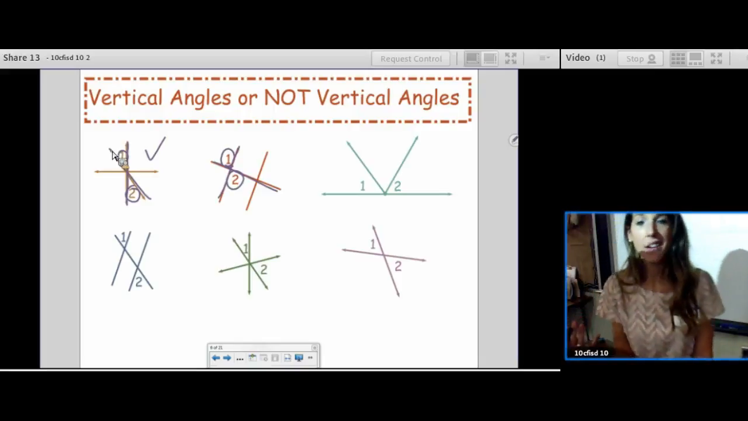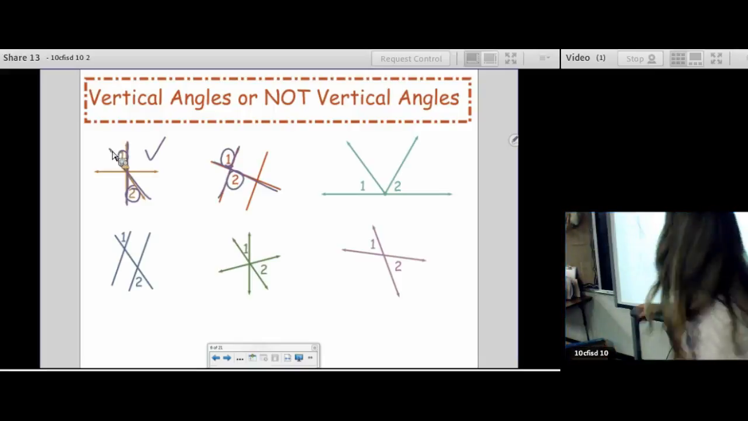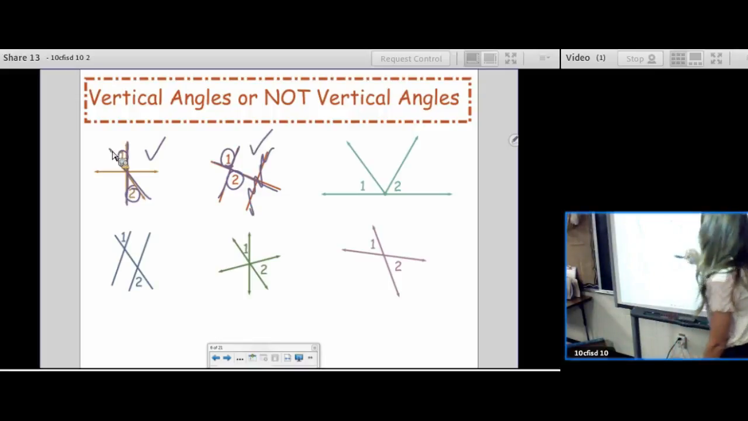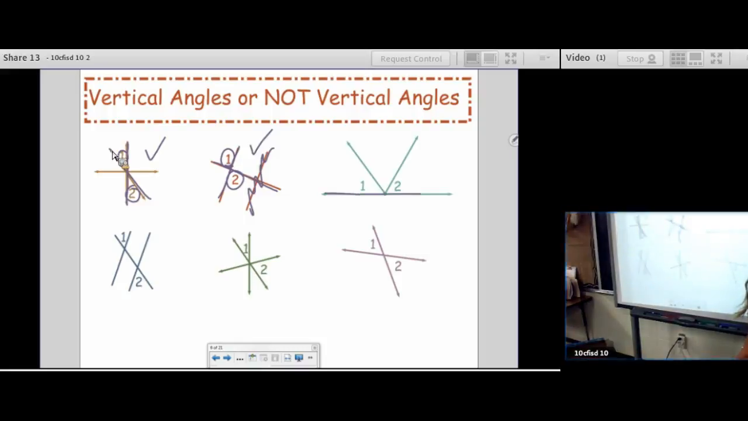Do we care about that other line in the picture? That doesn't really affect us. That doesn't change the fact that those are vertical angles. Here, this is not the letter X. What letter is that?